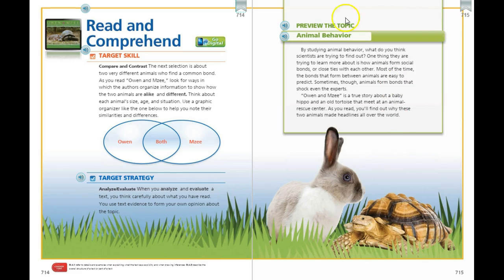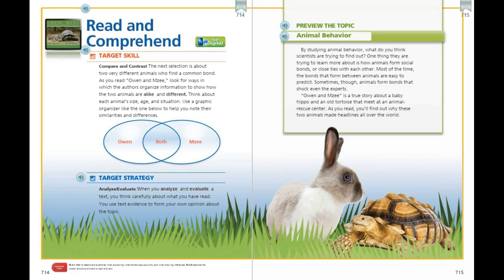Let's preview the topic: animal behavior. By studying animal behavior, what do you think scientists are trying to find out? One thing that they're trying to learn more about is how animals form social bonds or close ties with each other. Most of the time, the bonds that form between animals are easy to predict. Sometimes, though, animals form bonds that shock even the experts.